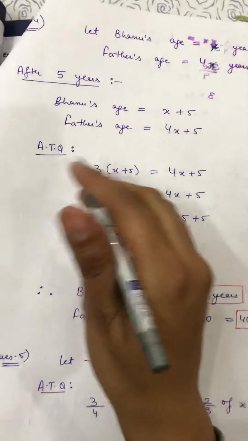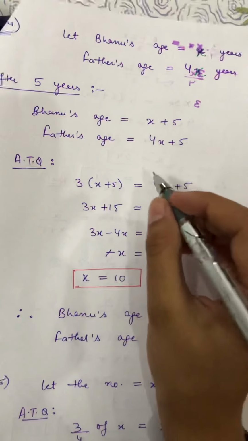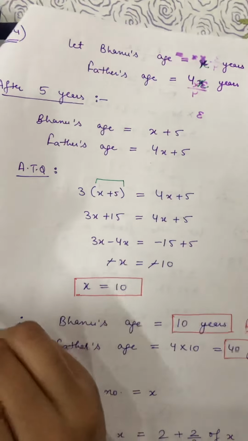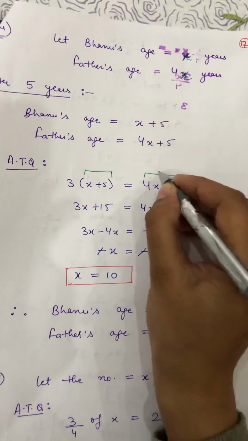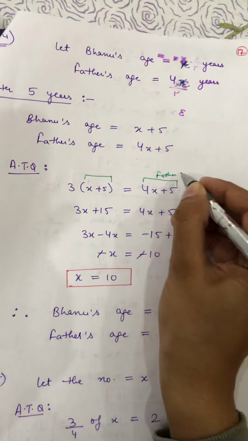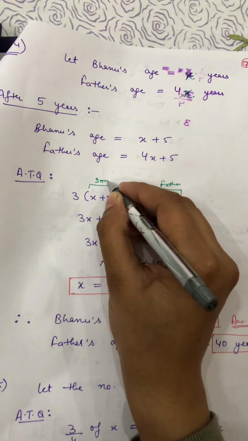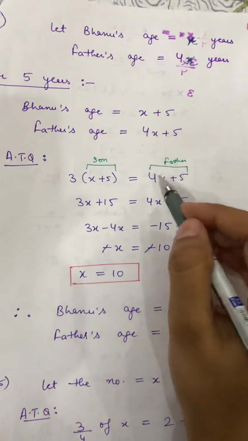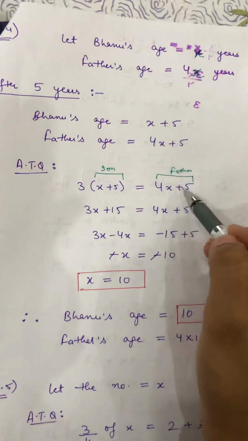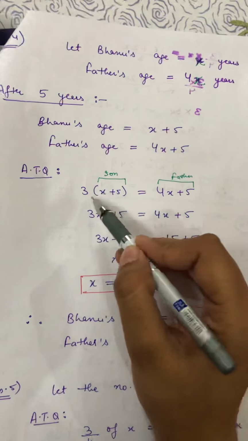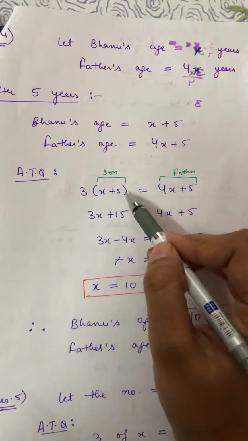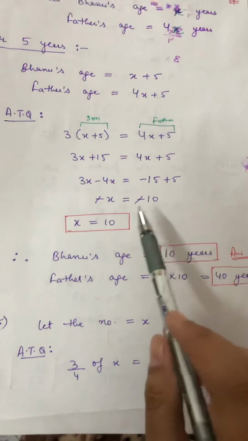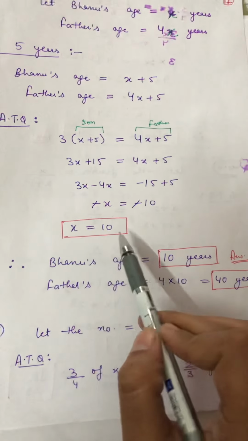Now according to the question, after 5 years, father's age will be 3 times of Bhanu's age. Father will be 3 times of his son. So you have to write in this way: father's age 4x plus 5 is equal to 3 times of son's age. Son's age is X plus 5. Now solve it and your X will be equal to 10.